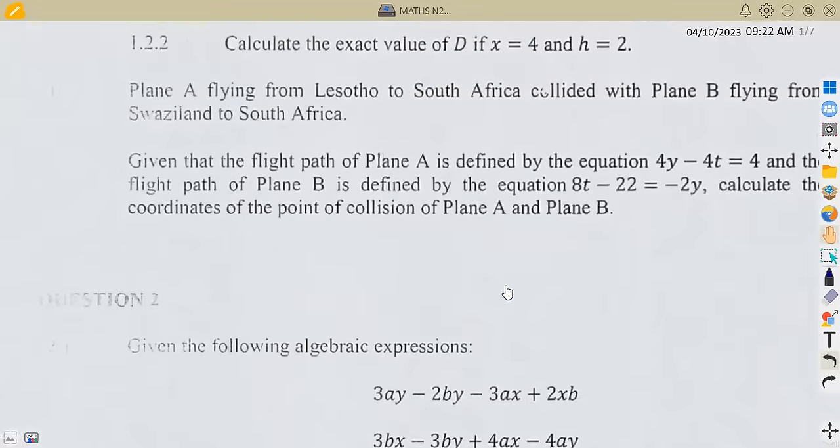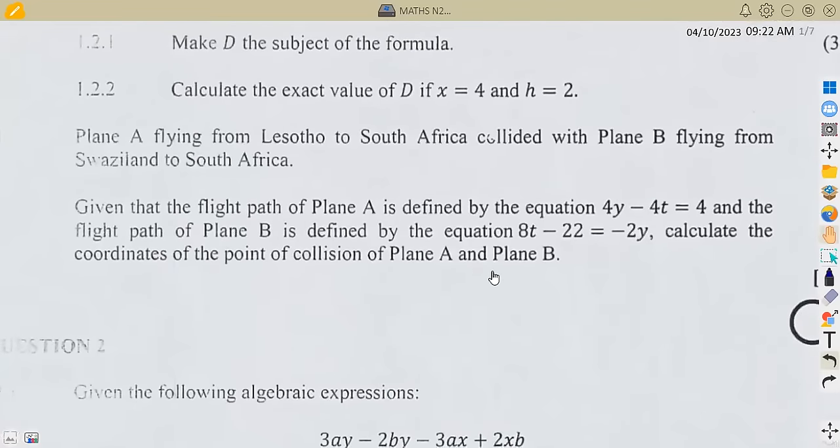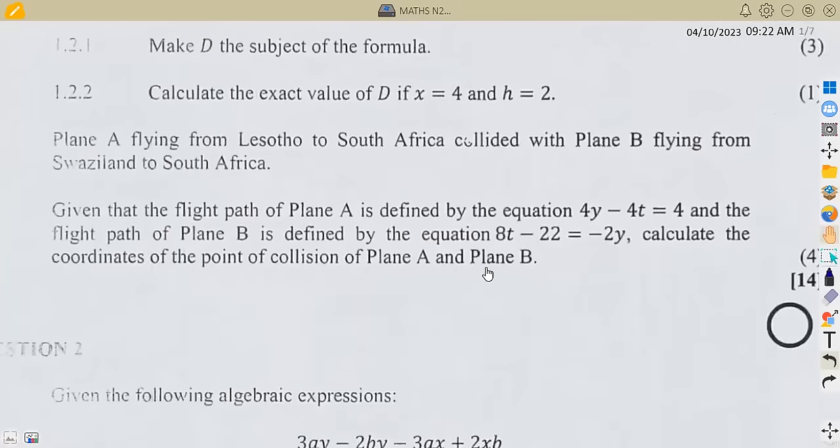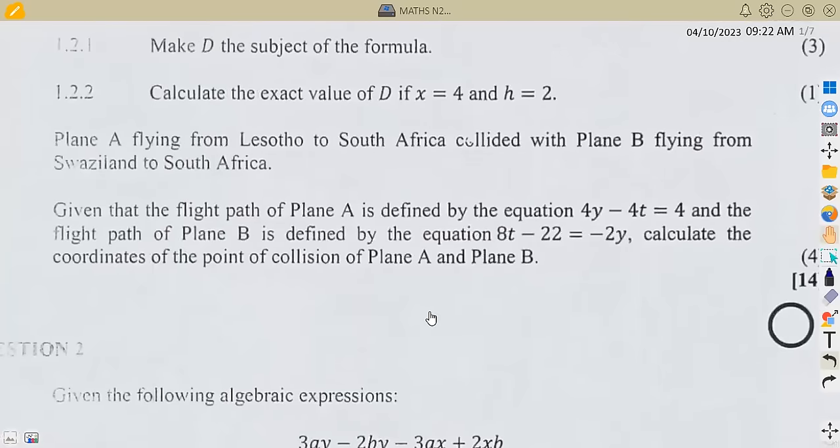On the other part, we are now given that on 1.3, plane A flying from Lesotho to South Africa collided with plane B flying from Swaziland to South Africa. All right, so we've got two planes in this case. Given that the flight path of plane A is defined by the equation 4y minus 4t is equal to 4, and the flight path of plane B is defined by the equation, so this is the equation for plane B. Calculate the coordinates of the point of collision of plane A and plane B.